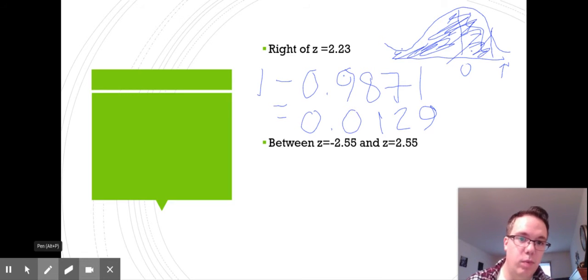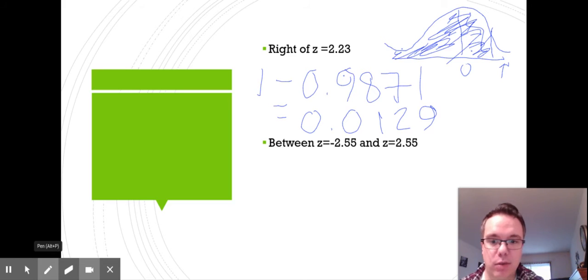So that means 1.29% of our area is covered by to the right of 2.23 standard deviations above the mean, or the probability of being bigger than 2.23 standard deviations above the mean is 0.0129.